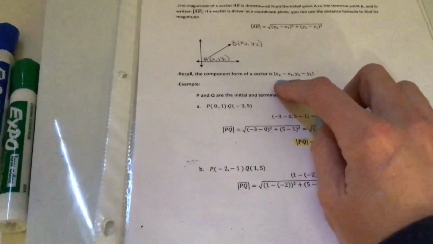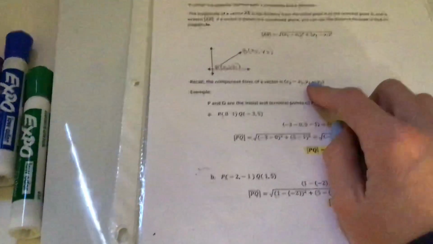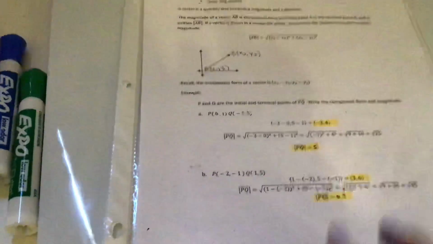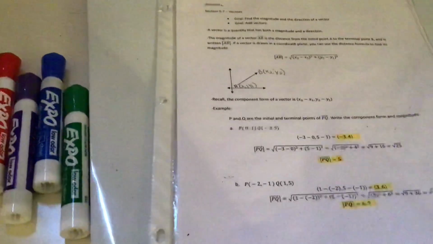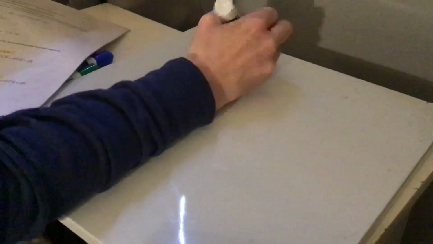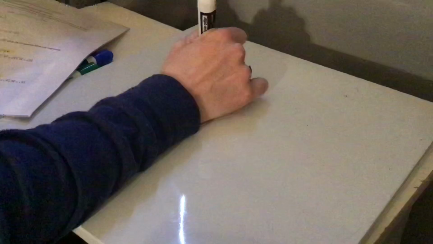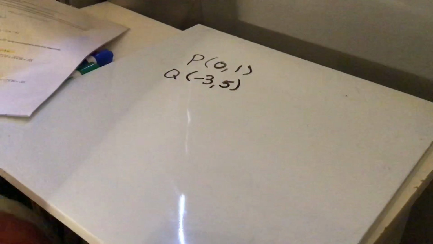So if this was 3, it would mean that we would move 3 to the right, because that's the x. And then if it said -2, it would tell us we would go down 2 to get to our terminal point then. Okay, so to work through it, right? If you're given 2 points, so say P and Q, right? So point P, like we see, is at, we're going to say (0, 1), and point Q is at (-3, 5), okay?